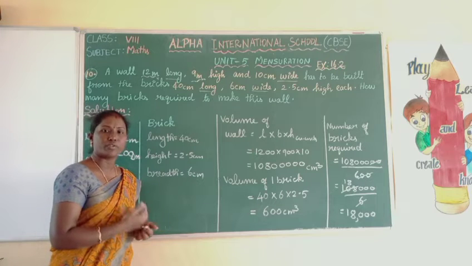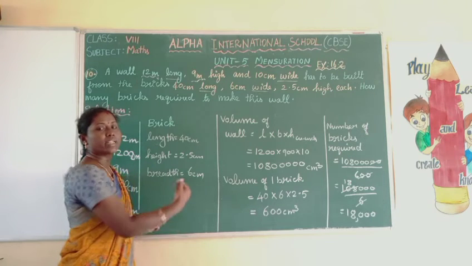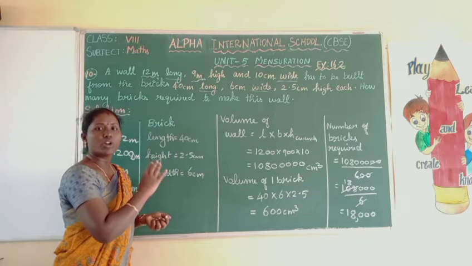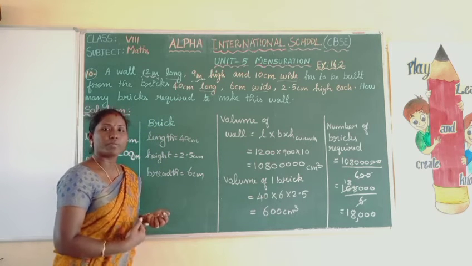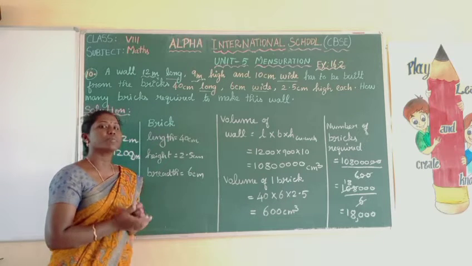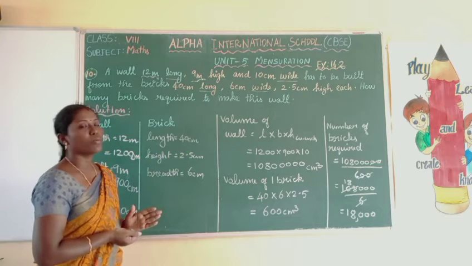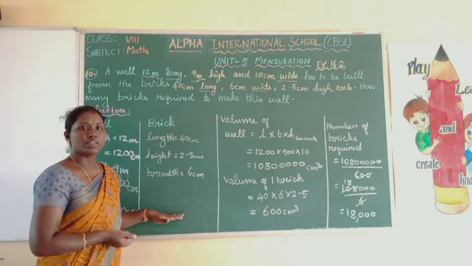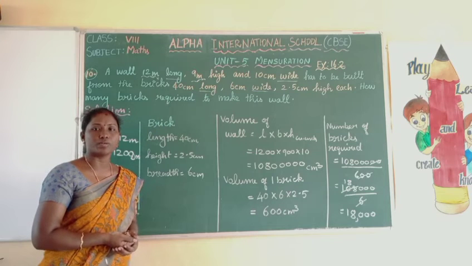By getting the total volume of the wall and dividing it by the volume of one brick, we can find the number of bricks required. You can use this concept in other situation problems also, whenever you get a situation like this. Okay, so understood it? Yes, we'll solve the next problem now.